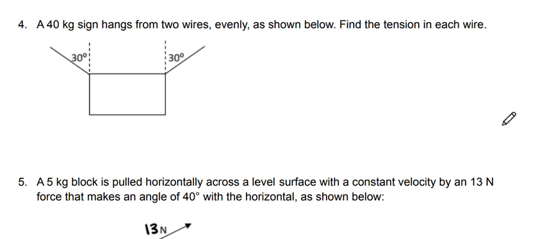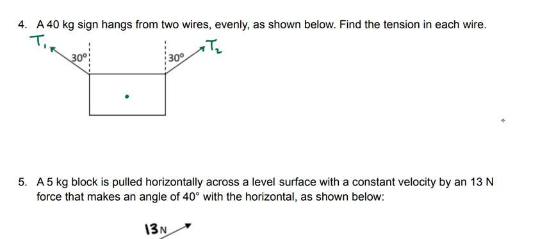If a sign is hanging by two wires and they're even, then we can find the tension in each of these wires as long as we know the mass and the angle here. So we have two different wires and they are in tension.